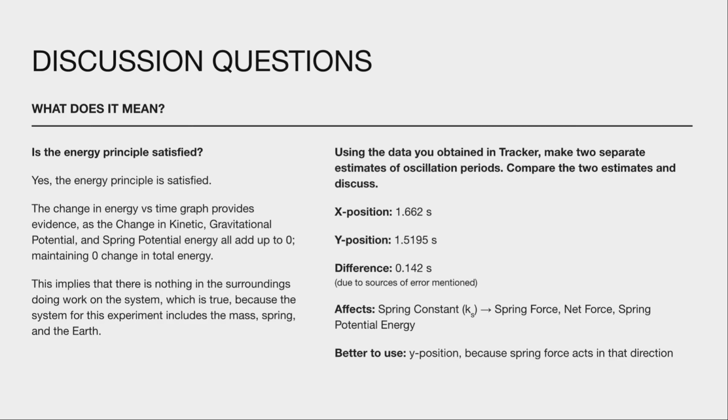When we compare oscillation periods, we get slightly differing results. The x position graph seems to have an oscillation period of 1.662 seconds, while the y position graph seems to have an oscillation period of approximately 1.52 seconds. This difference is about 0.142 seconds and is likely due to the errors mentioned earlier. This is important to recognize because the oscillation period affects the spring constant, which ultimately affects spring force, net force, and spring potential energy. So that's it for the lab.